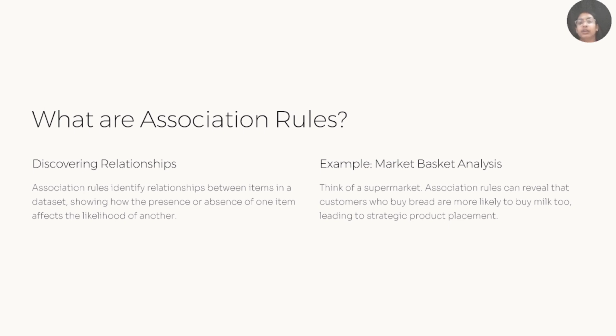For example, in college, if there are two really good friends and one is present, we can predict that the other will also be around, and if one is not there, the other will not be there either. That kind of relationship is very useful in marketing. Think of a supermarket. Association rules can reveal what customers like to buy. For example, bread and butter is a combination, and if bread is bought, there is a much higher likelihood of the customer buying butter also.